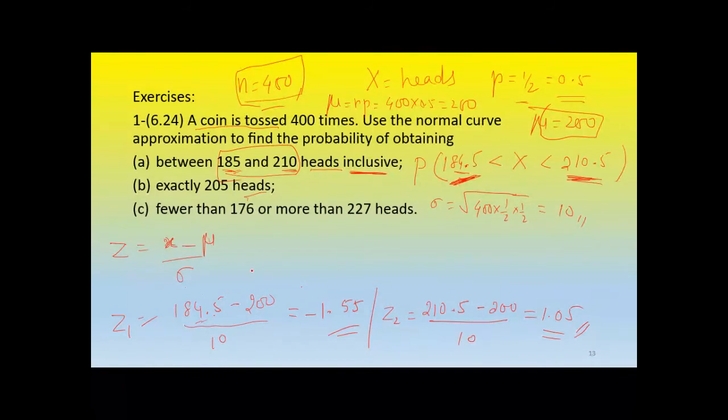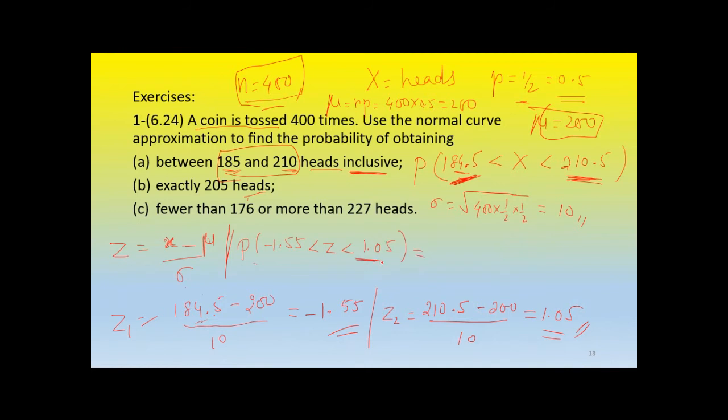So this is the normal curve. One value is here at Z1, which is negative 1.55. Another value on the right side is at Z2, 1.05. Now the question is the area between them. So find the area to the left of Z2 and subtract the area to the left of Z1. You find the middle area, isn't it? So we are writing it here. The probability that negative 1.55 is less than Z less than 1.05.